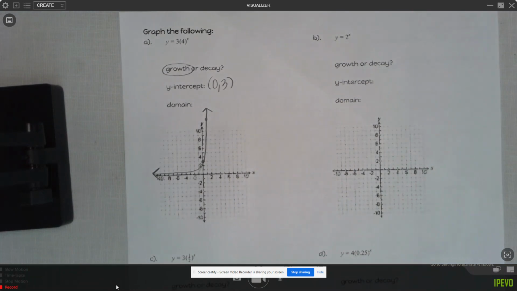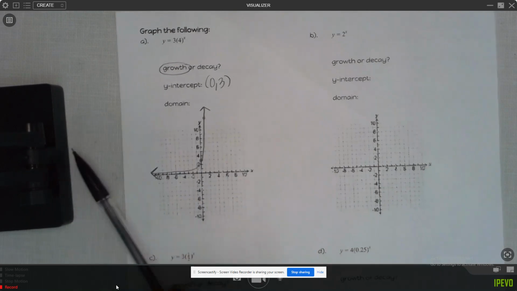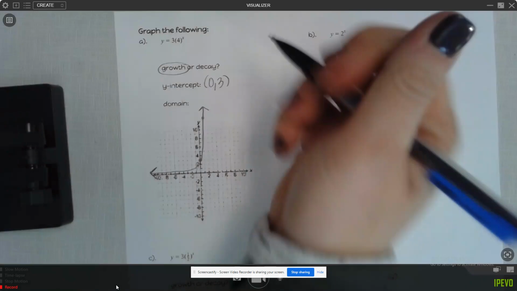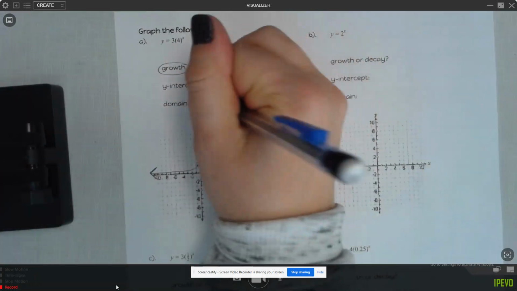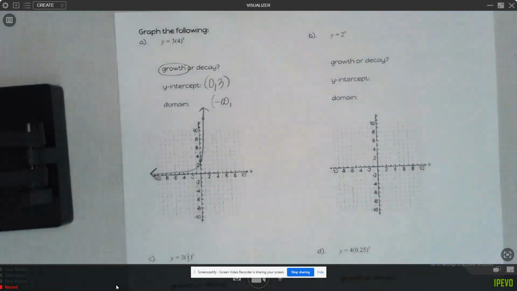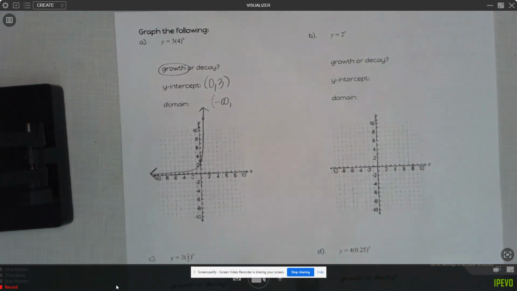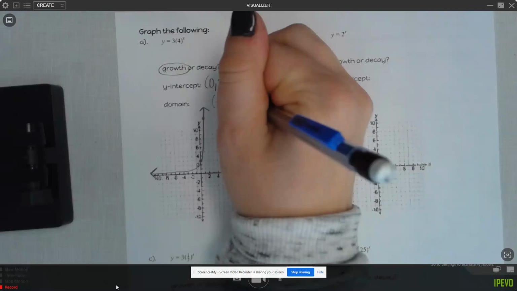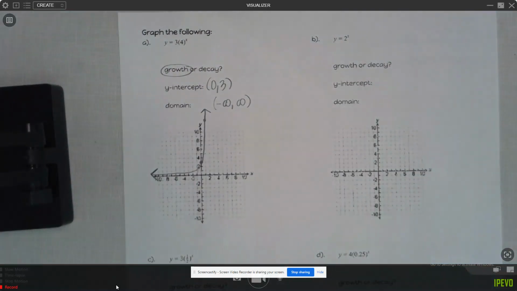Can I tell you that the domain is the easiest thing? Do we remember domain and range from a couple weeks ago? Domain, I come from the left. If I come from the left, do I hit a point or an arrow? Arrow. If you hit an arrow from the left, that means negative infinity. Now when I come from the right, do I hit a point or an arrow? Arrow, which is positive infinity. That is your domain for every single exponential function.